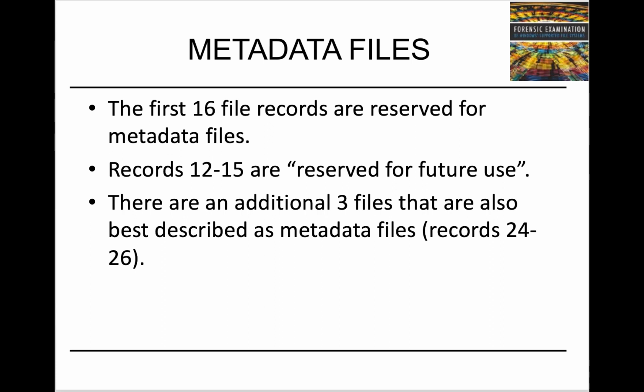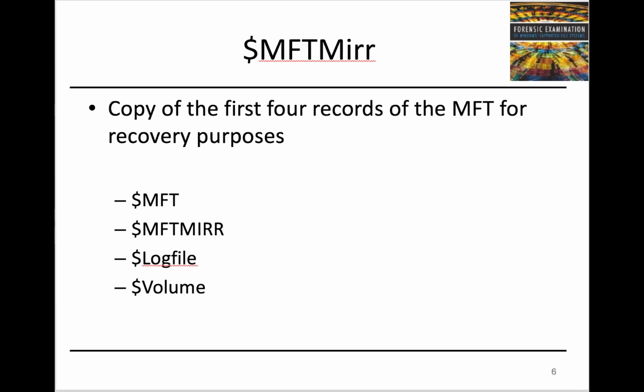The first 16 records are reserved for metadata files. So in this database, in the MFT, the first 16 rows essentially are reserved for either future use or for existing $ sign files. There are 3 additional files in records 24, 25, and 26, again, that are also metadata files. Okay, so that's our MFT.